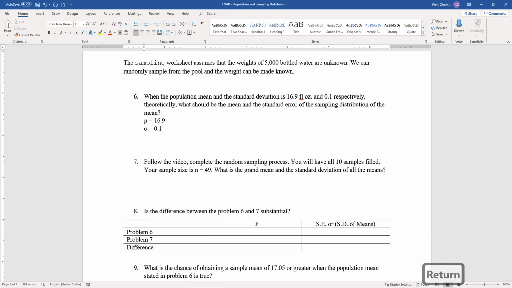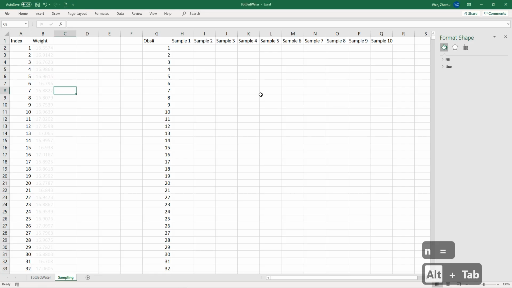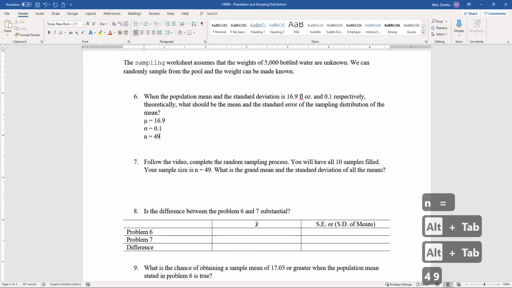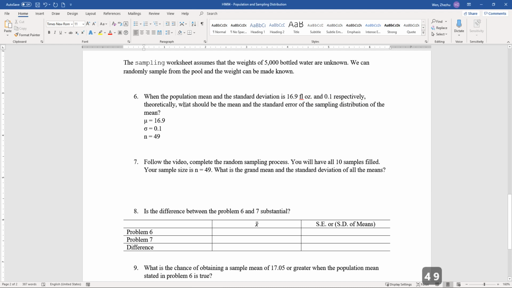So if you remember, Thursday class, we talked about the relationship between the population distribution and the sampling distribution of the population mean. In here, our sample size is going to be 49, okay? With that information provided, I think you should be able to answer this.